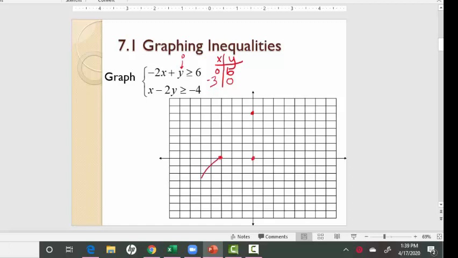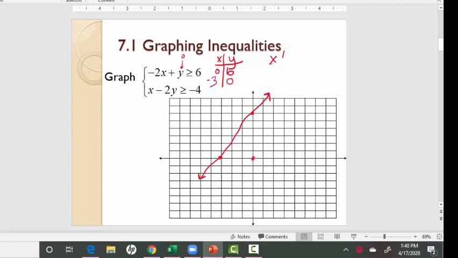So I go right through both of those points, straight as I can, and I put arrows on the ends. Always put arrows on the ends of your line. That indicates it goes on forever. Alright, so my next step is now to graph the second equality.